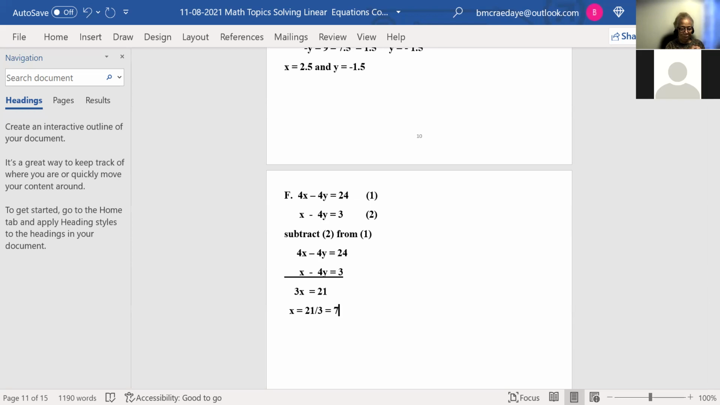Take any equation. Take the simplest one, this one. Plug in the 7 and solve for y. Tell me what you get. 3. Okay. I put x equals 4. Substitute, and we subtract, right? Substitute 7 for x.